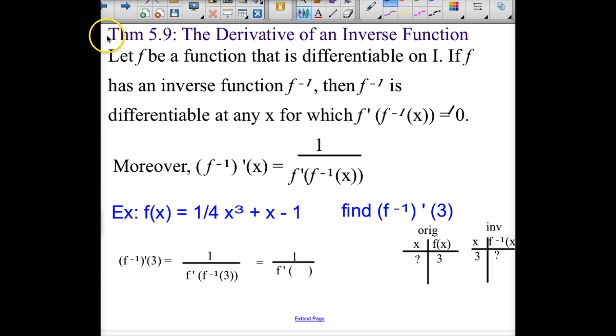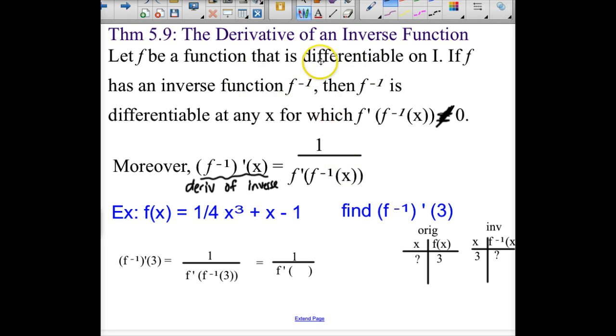Theorem 5.9, the derivative of an inverse function. Again, f is a function that's differentiable on I. If f has an inverse function, we'll call it f inverse, then f inverse is differentiable at any x for which the derivative of f at the inverse does not equal 0. Then the derivative of the inverse, and that's this notation here, is equal to 1 over the derivative of f at the inverse of x for any particular x.